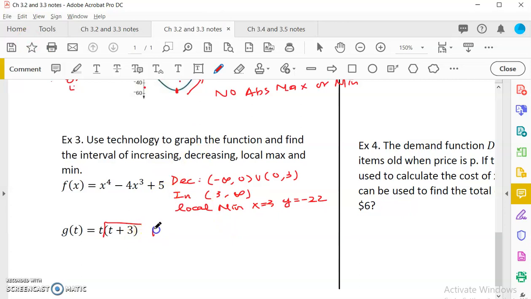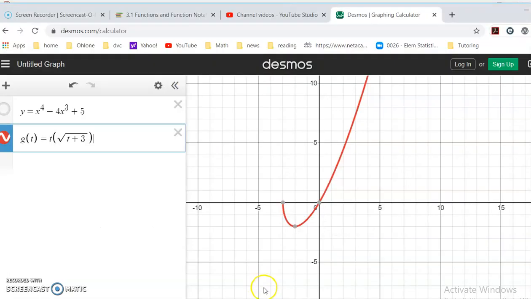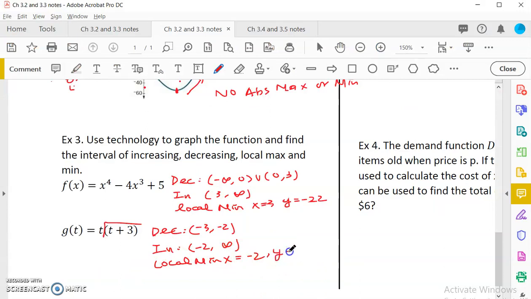So say decreasing first. Decreasing from -3 to -2, increasing from -2 to infinity. And then what about local? We only have a local min, at x equal to -2, but what is the y value? It is also -2. y equal to -2. So that is a local min. I think this is an absolute min also, right?